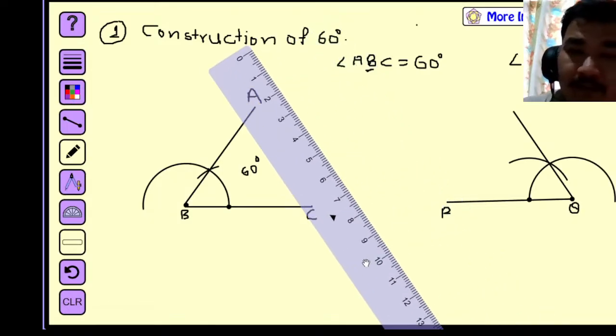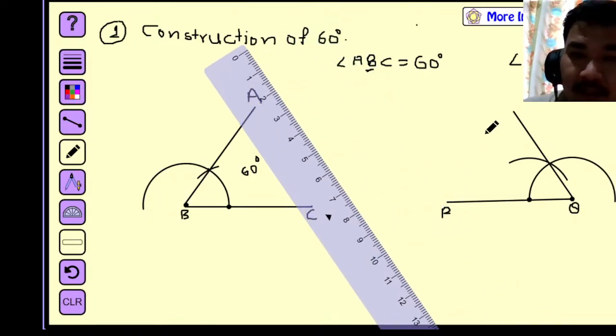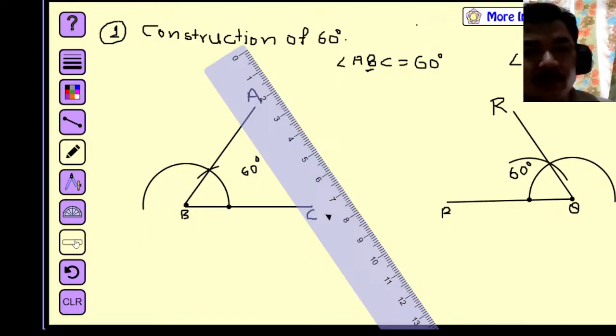And the name of this angle is PQR. Then we can give the name R here. Like this we draw the 60-degree angle at the right side of this line segment. This is the way to draw.